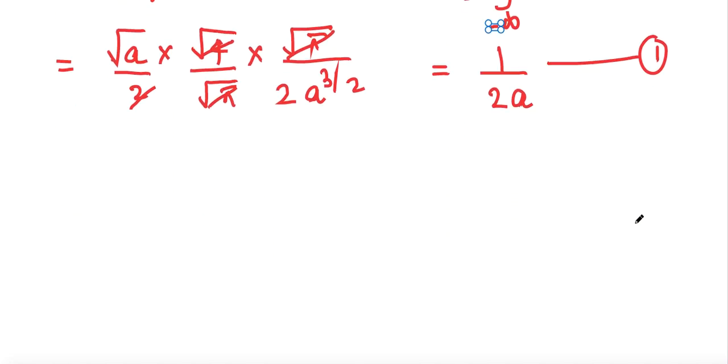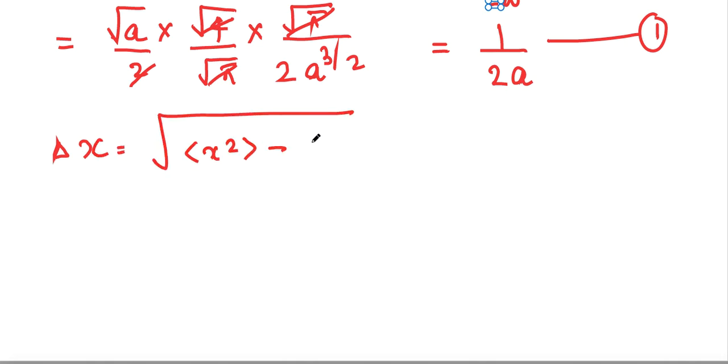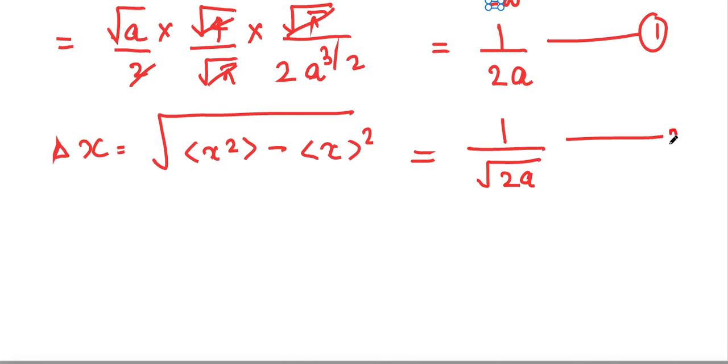This is what the expectation value of x square is. So since we have x square, delta x is equal to the square root of the expectation value of x square minus the expectation value of x, the whole square. This is equal to, just take the square root, 1 by root of 2a. Okay, so now we have delta x. Similarly, we can calculate delta p.